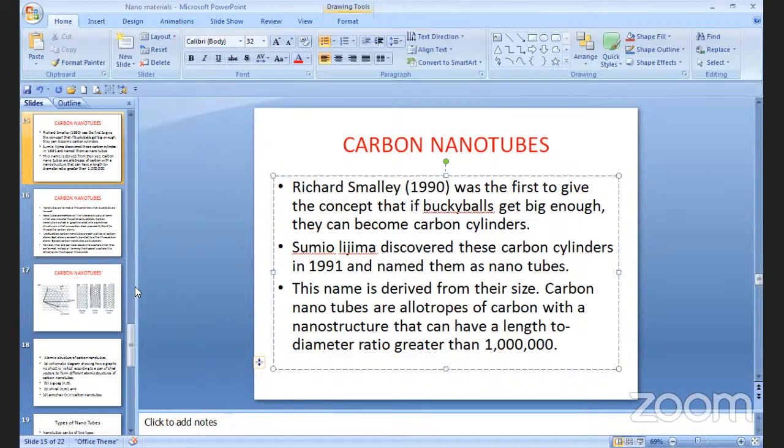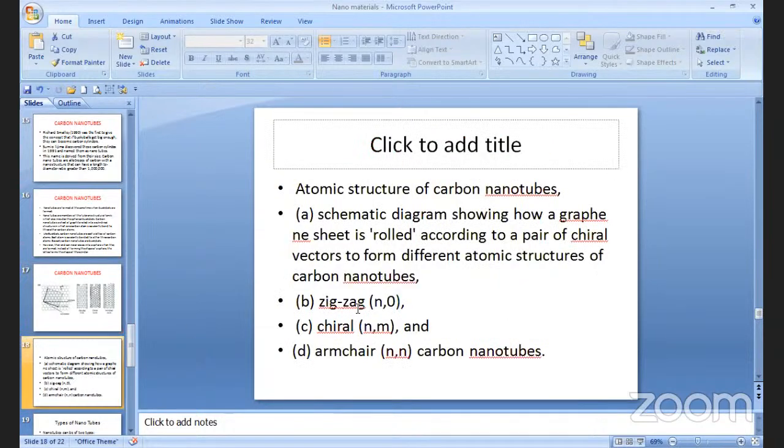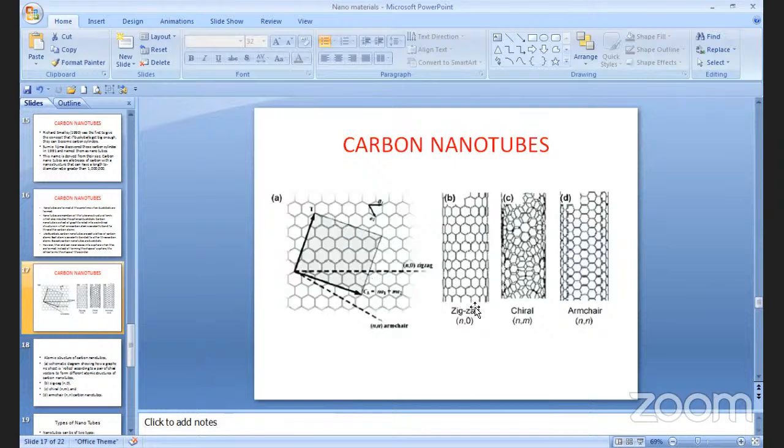If you see the carbon nanotubes, we have a zigzag carbon nanotube, a chiral carbon nanotube, and an armchair carbon nanotube. In this first one, we have a graphene sheet which is rolled out. Then we have zigzag, then chiral, then the armchair shape. These are the different shapes of carbon nanotubes.